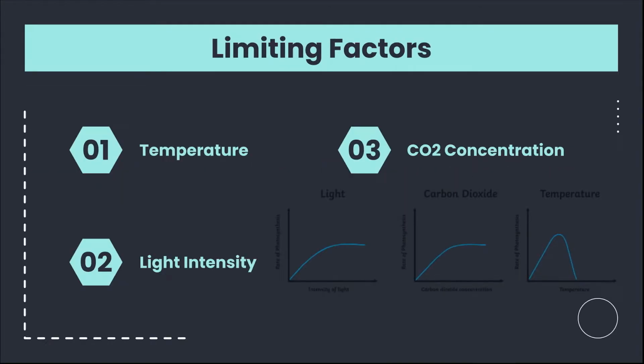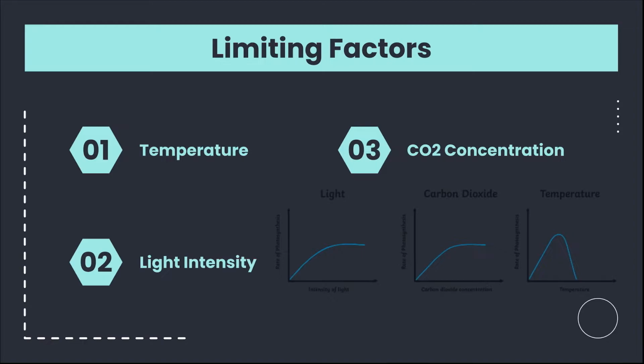Next, I'll talk about the limiting factors of photosynthesis. Limiting factors can be defined as something present in the environment in such short supply that it restricts a life process. The three limiting factors of photosynthesis are temperature, light intensity, and carbon dioxide concentration. Below here you can see the graphs of each limiting factor.